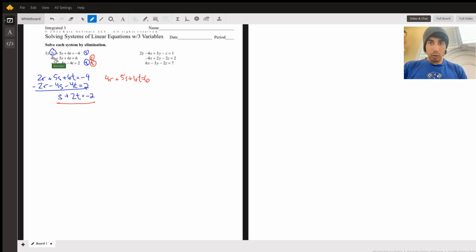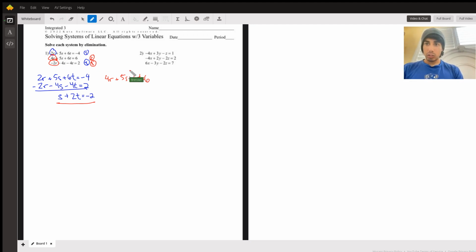So, looking at equations 2 and 3, notice that if I multiply equation 3 by 2, that's going to give me opposites, right? Because that's what you want to do. You want to create opposites so that we can eliminate that variable. So we have a 4r and we want a -4. So I'm going to multiply equation 3 all the way through by 2.